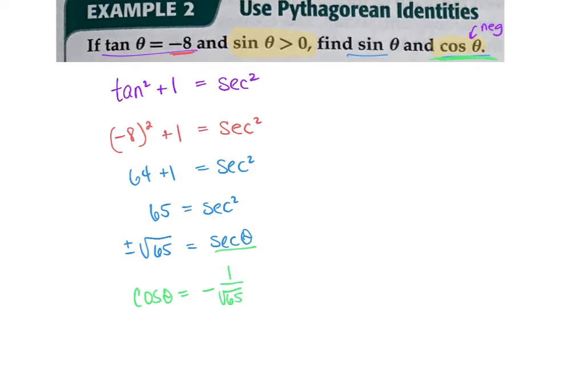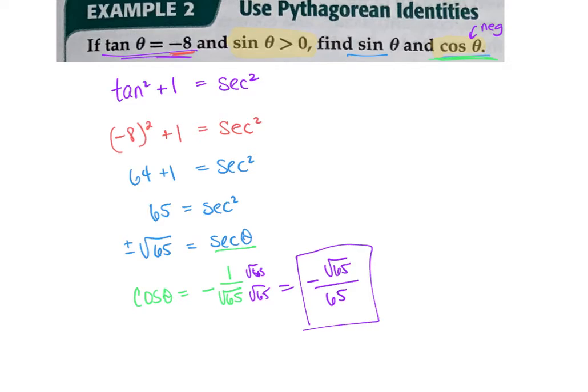Now remember, we don't leave it like that, right? So what are we going to do with that guy? Yeah, multiply top and bottom by the square root of 65. So my cosine is going to be negative square root of 65 over 65. All right. So I have solved for my cosine.